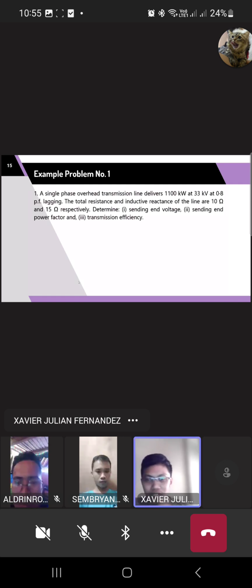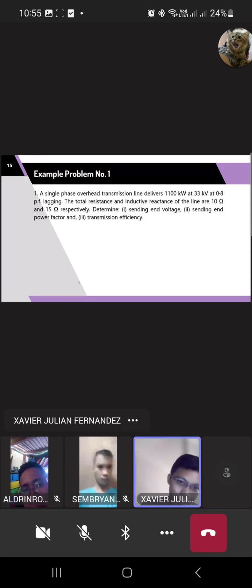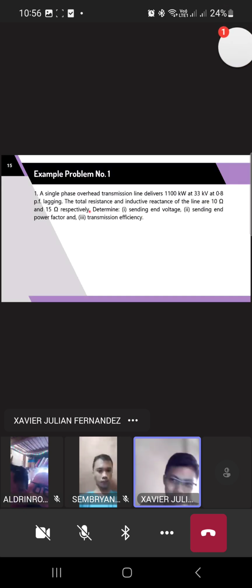Receiving or sending? Remember, take note of the rating on the transmission line. That's receiving end voltage. And 0.8 power factor lagging is the receiving end power factor. Of course, intuitively you would think everything is receiving because what is asked for is the sending, right?